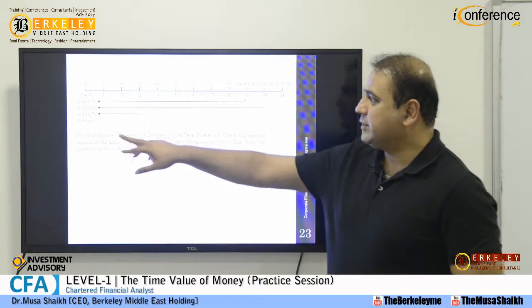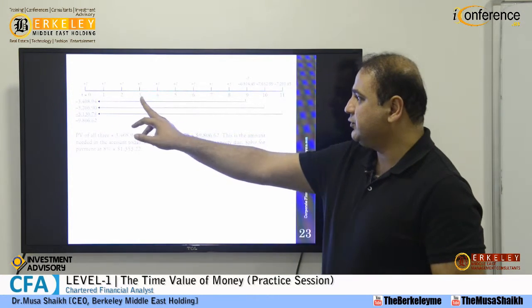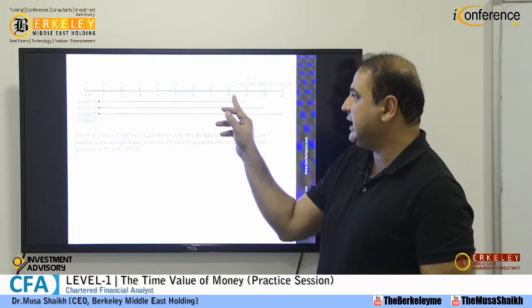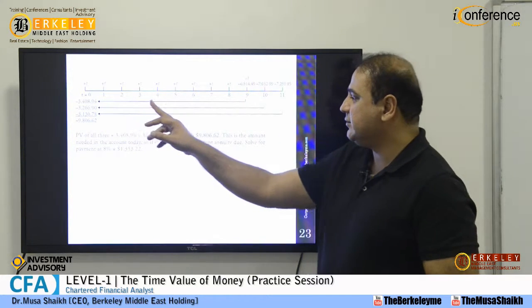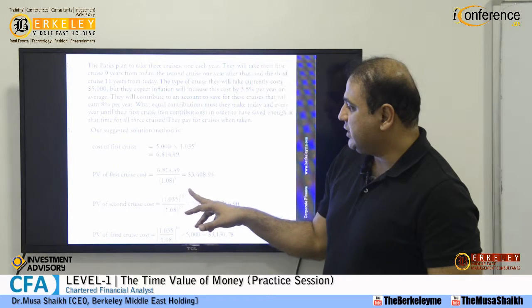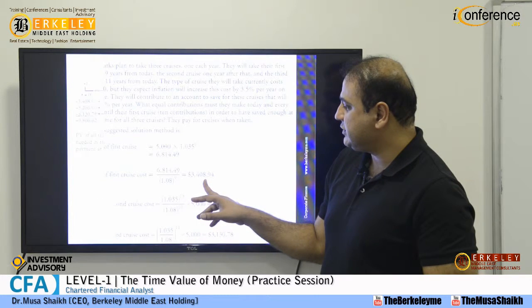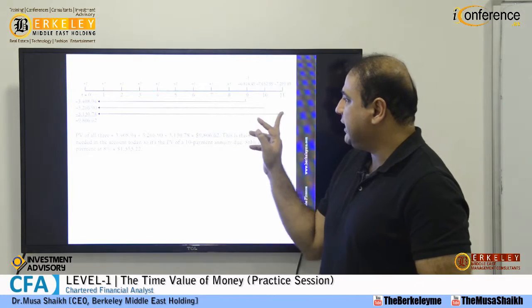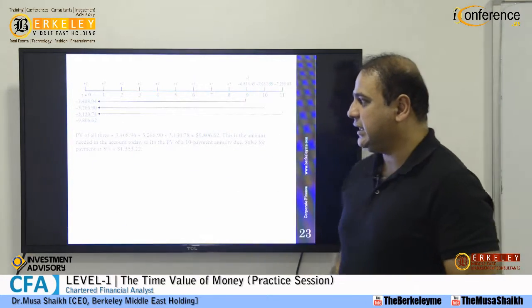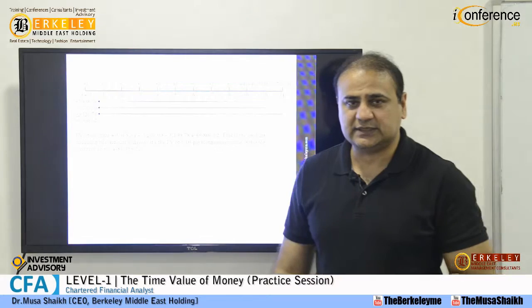This is pretty simple. We start with 0, 1, 2, 3, 4, 5, 6, 7, 8, and 9th is the year. So the 9th year present value is 3408.94. Then we have the 10th and 11th, and the total of this will be 9806.62.